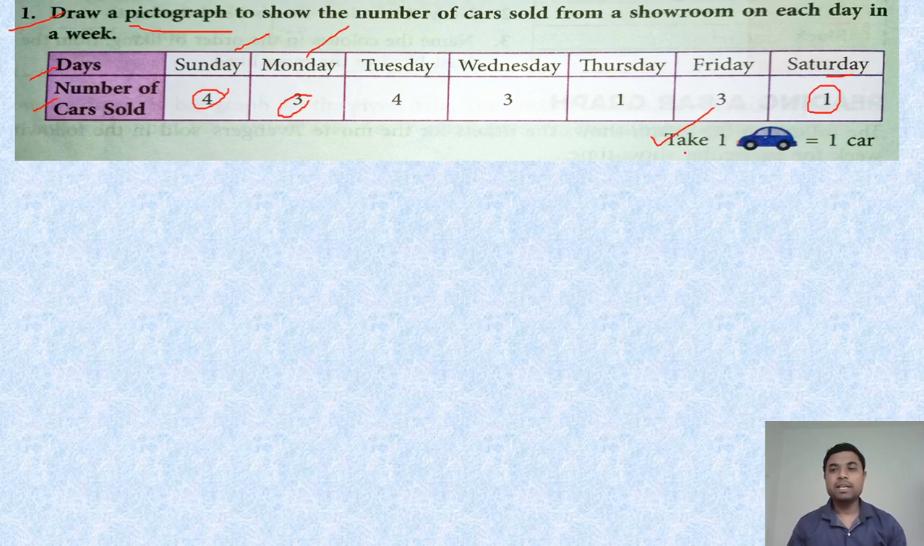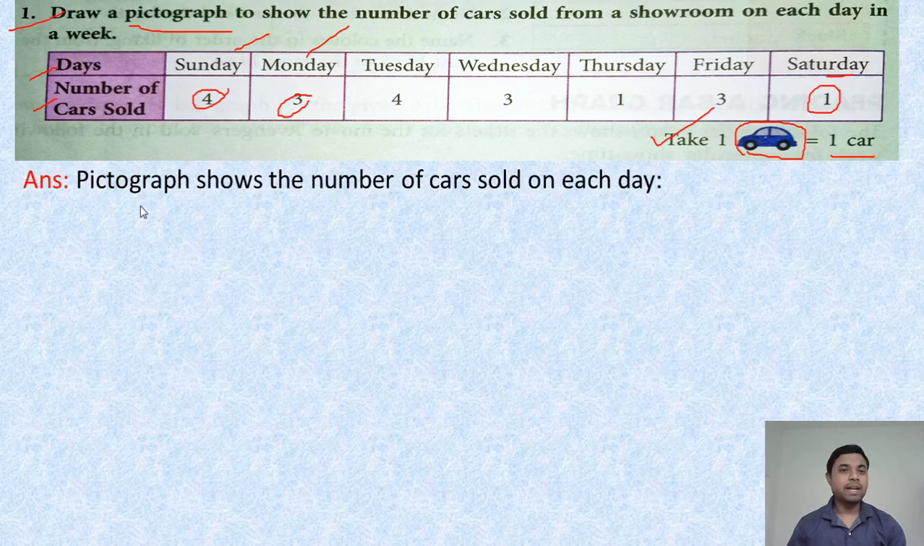Okay, and what is the symbol given? Take, then this is the key. This symbol indicates 1 car. So for 1 car you have to draw this one. For 2 cars you have to draw 2. Is it clear? So write on your copy. First write the title of this pictograph. Right, pictograph shows the number of cars sold on each day. Write this by your pen.